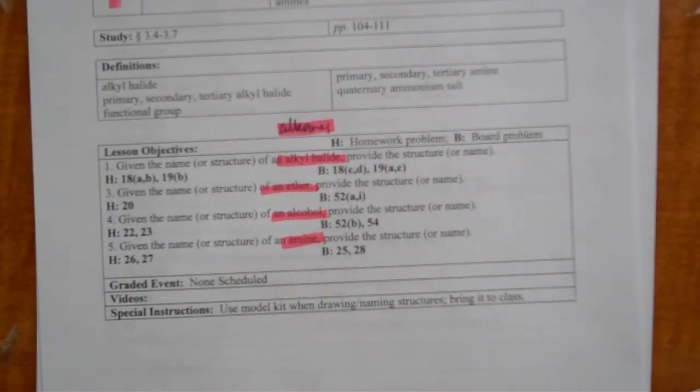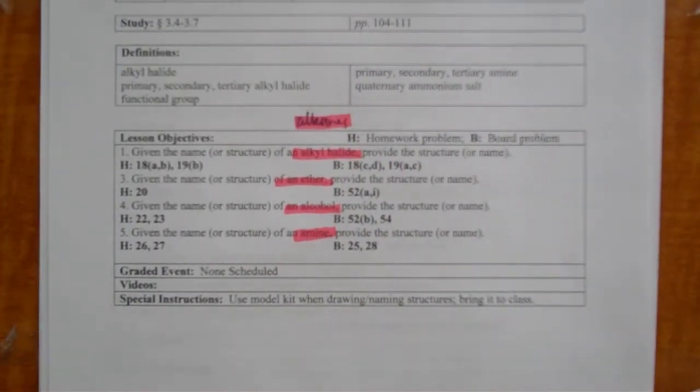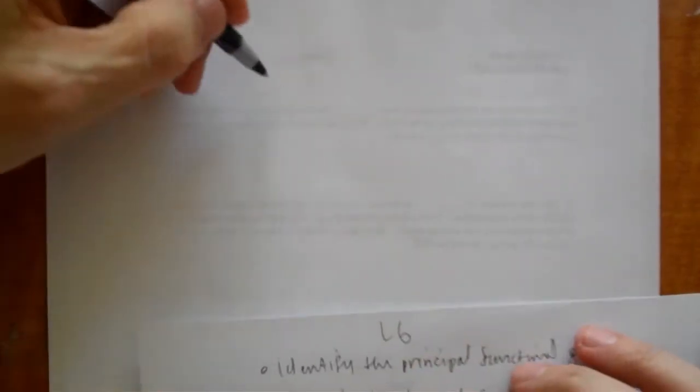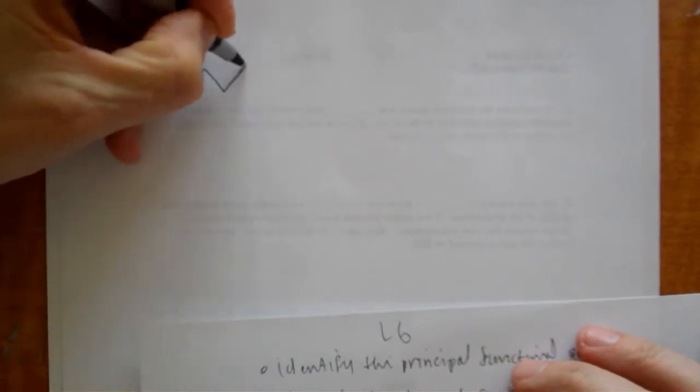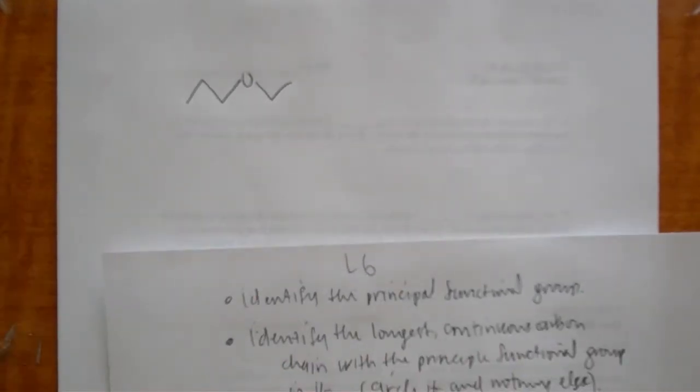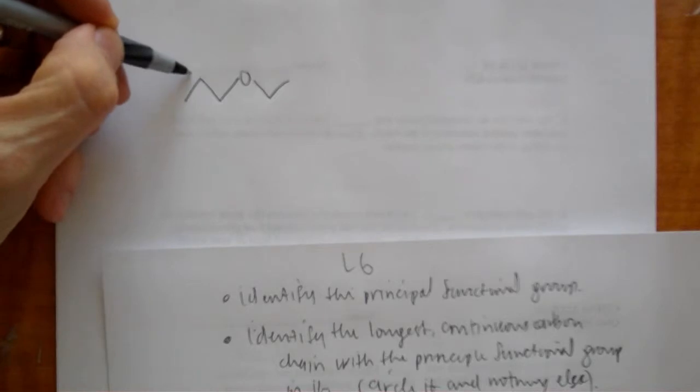Okay, let's do the same thing now with an ether. This is a little more complicated. With ethers, it's just a little more complicated. So 1, 2, 3, 4, 5, I'm making something up here. Where is the longest continuous carbon chain with the principal functional group in it? Right here.